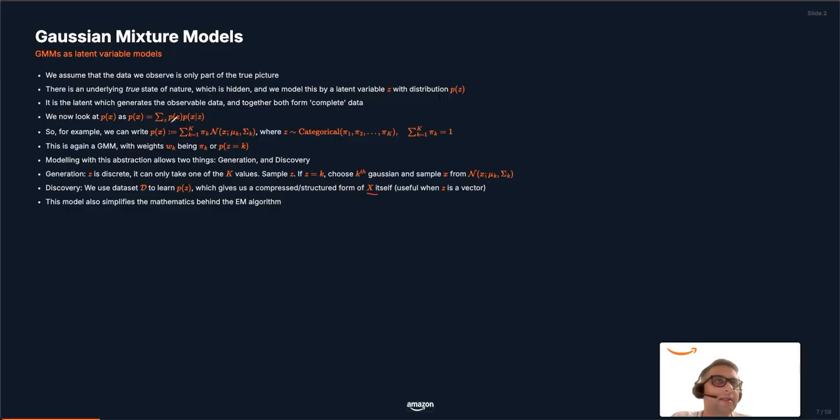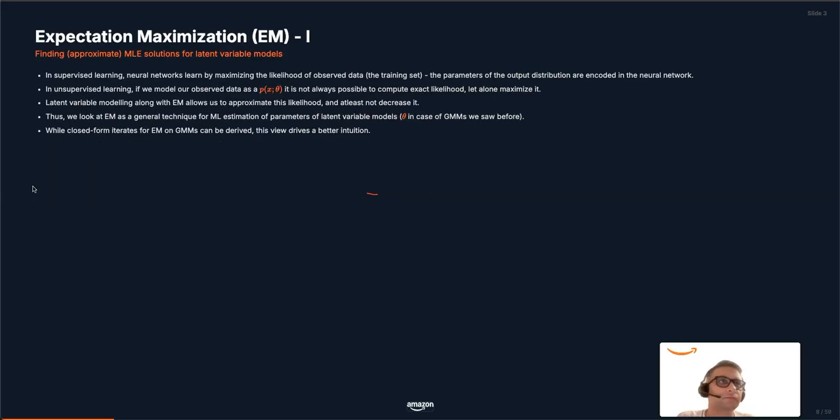What we'll see is that this idea of latent variable also simplifies the mathematics behind the EM algorithm, because we'll be able to define everything in such a way. So let's get to that now. Let's first take a recap of what we have done in the past and what we are going to do.